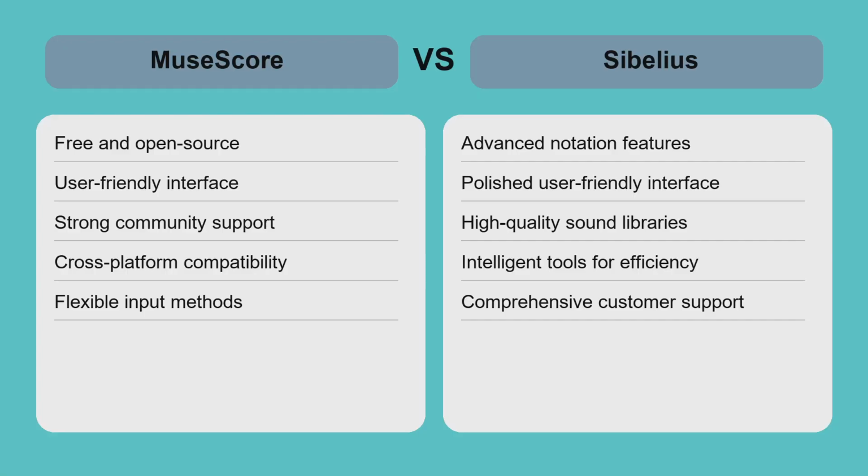When comparing MuseScore and Sibelius, consider your needs and budget. MuseScore excels as a free, accessible platform perfect for beginners, educators, and those who want to collaborate without cost. It covers most notation basics and supports community sharing, but lacks some advanced engraving finesse.